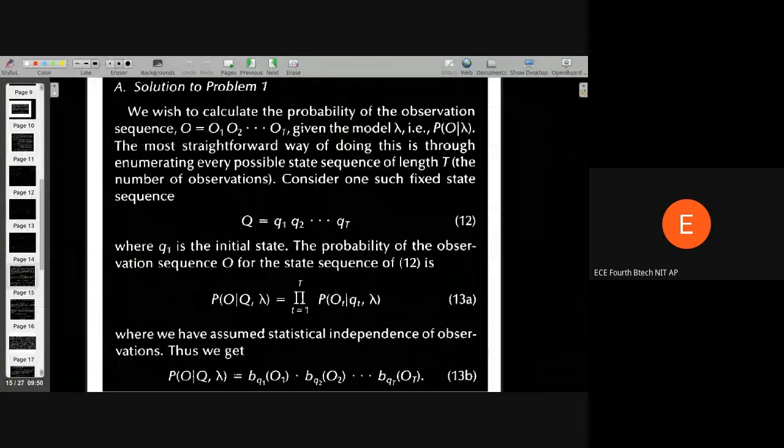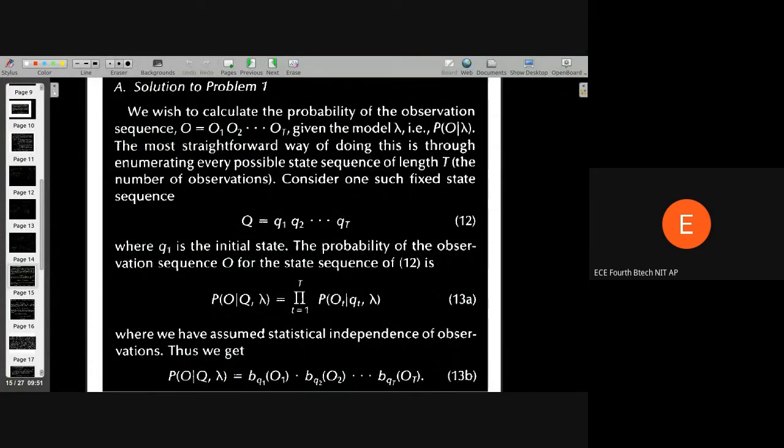Now, solution to problem one. We have an observation, given the model lambda. Remember, this is a testing problem. We have a model lambda figured out.